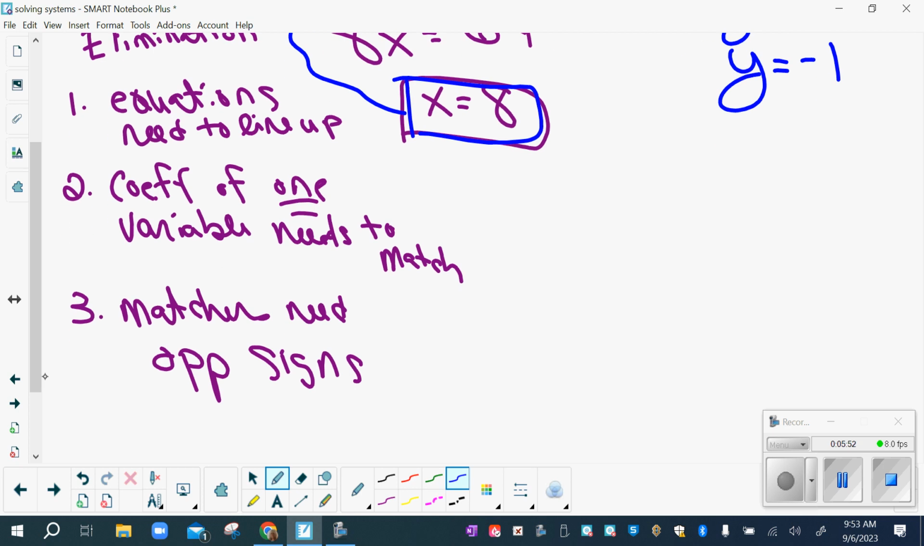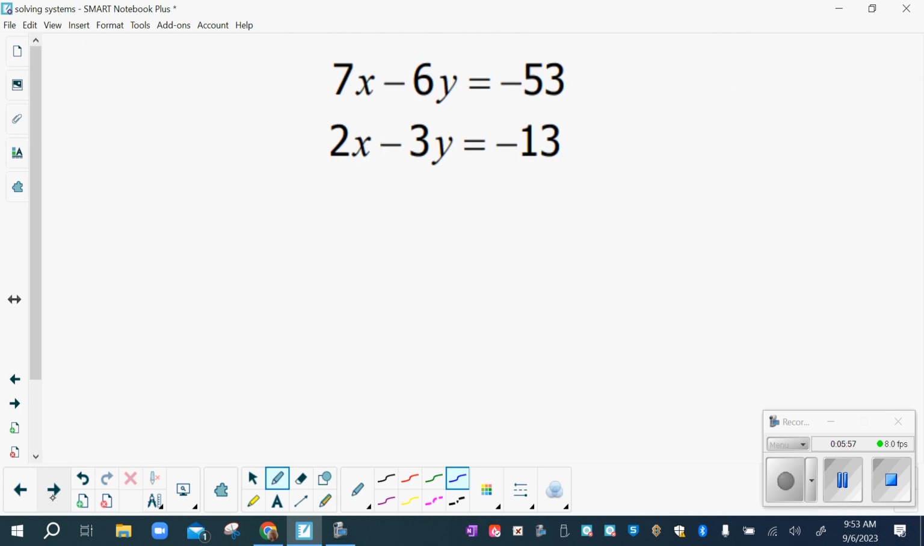Okay. Are you ready to try one all on your own? There you go. Are they lined up? They are. Do I have matchers? I don't. So remember how we make matchers? We do it by multiplying. So here's what. I can multiply here to make those into 14, but then I have to multiply 7 and 2. Or I can turn 3 into 6 by just multiplying by 2.